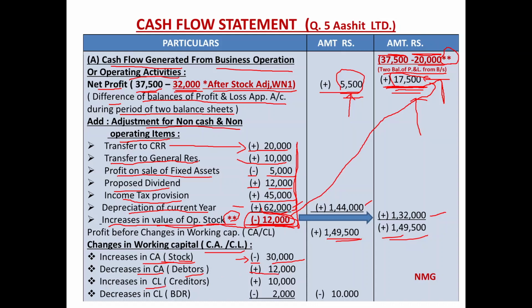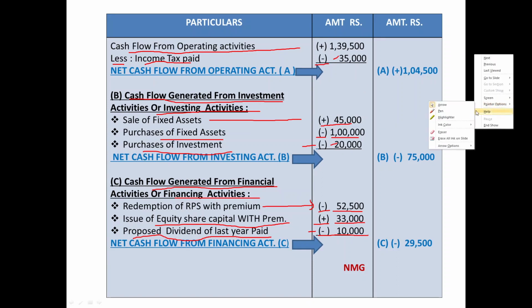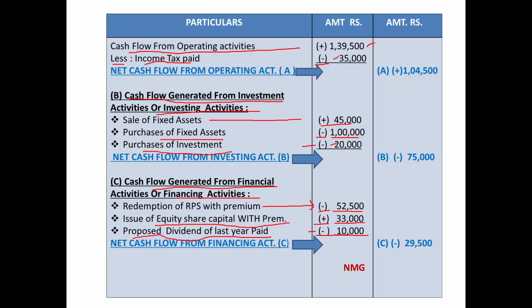Now current liabilities, increase in CL, creditors, positive relationship, increase is the cash flow, plus 10,000. Decrease in CL, namely bad debt reserve, decrease is the cash flow, minus 2,000. Net impact of these 4 items of changes in CA and CL, minus 10,000. Earlier cash profit from business operation was 1,49,500 and now this minus 10,000 of changes in CA and CL gives the cash flow generated from operating activities, 1,39,500 plus. Less income tax paid minus 35,000, as we already saw earlier.